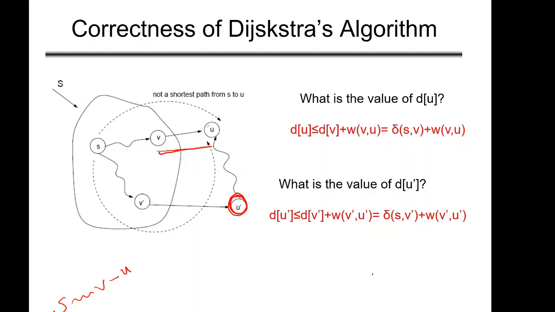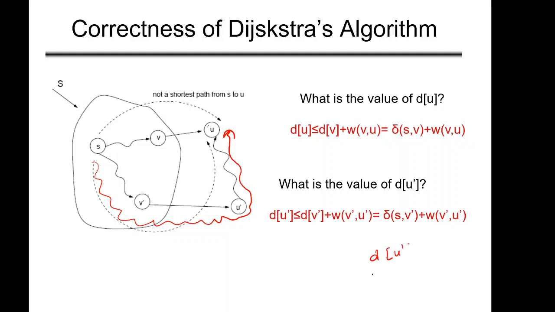So what is d[u dash]? It is d[v dash] plus the weight of this edge. Let's assume that we are reaching u dash from v dash, so this is this weight. Now what are we saying? The shortest path to reach u from S is this one, and u dash is coming in between. So definitely d[u dash] is less than d[u], because the weights on all the edges are positive.